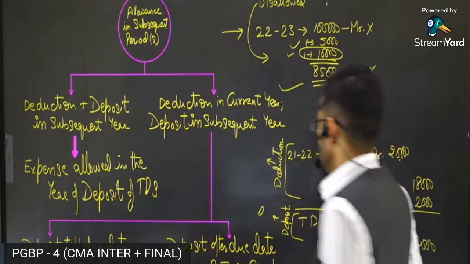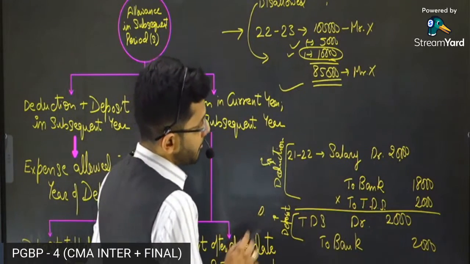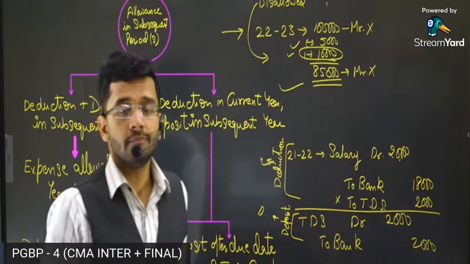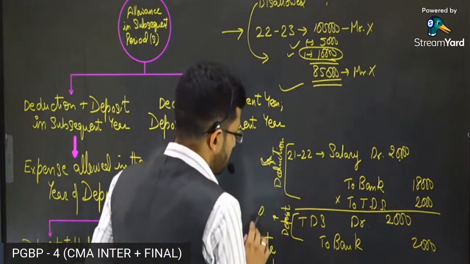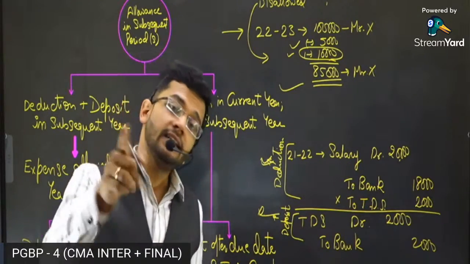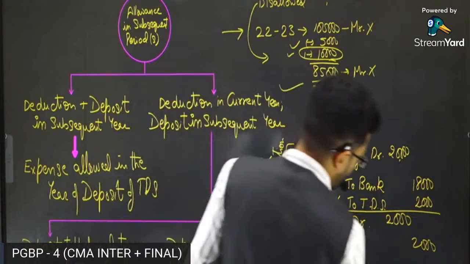Now guys, obviously you can rectify both of these defaults. If deduction is not made, in the subsequent year you can make the deduction and claim the entire expense in the next year. If you have made the deduction but not the deposit of TDS, then whenever you make the deposit of TDS, in that year you are going to claim the deduction of the expenditure. Okay sir, got it?